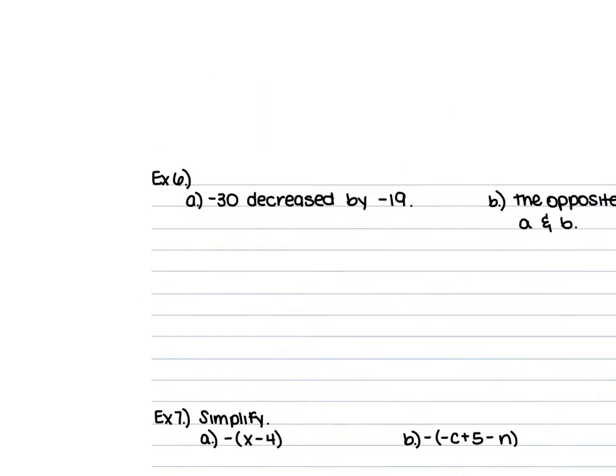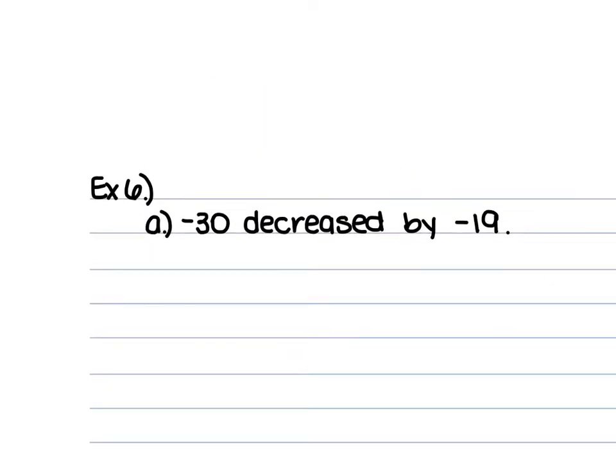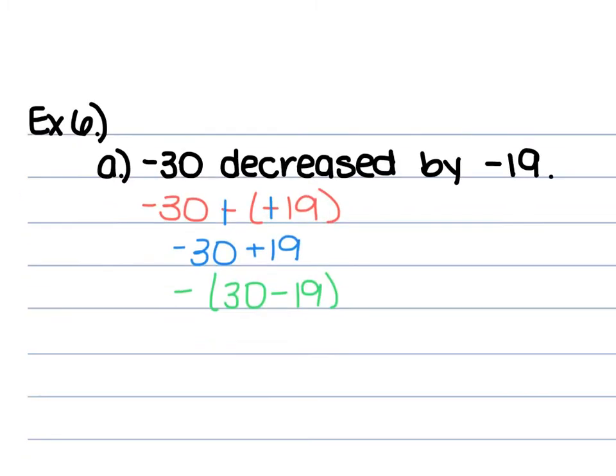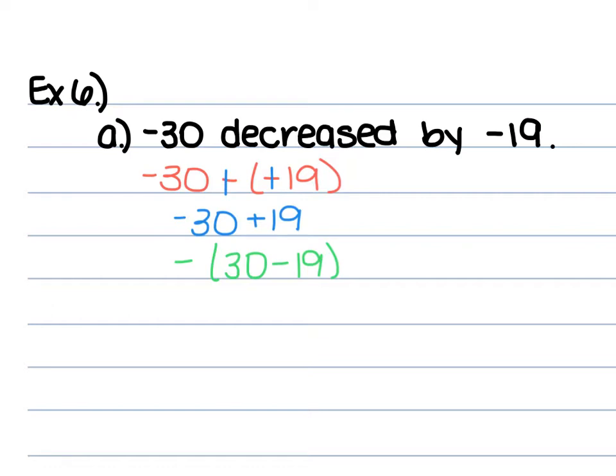If we look at example 6, we have negative 30 decreased by negative 19. So this is the same thing as saying negative 30 minus negative 19. The two negatives next to each other turn into positives, so this becomes negative 30 plus 19. You have different signs. The sign in front of the larger number is a negative, so keep the negative and subtract the two numbers. 30 minus 19 is 11. And you want to keep the sign in front of that, so that's negative 11.